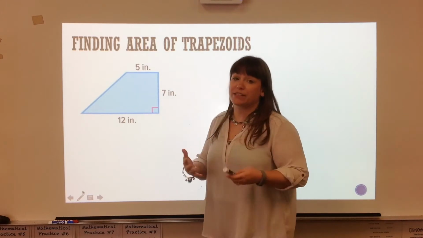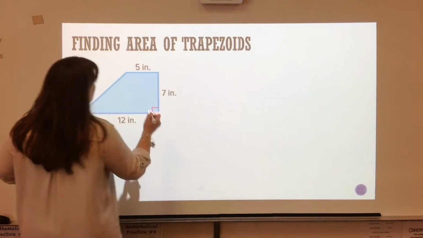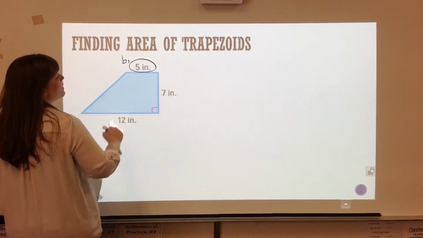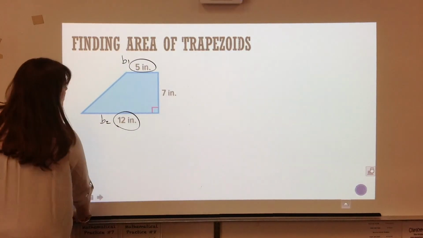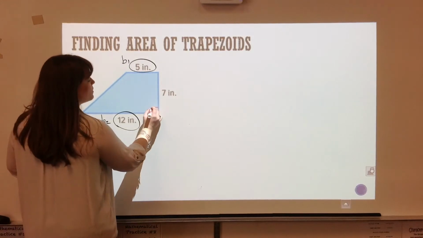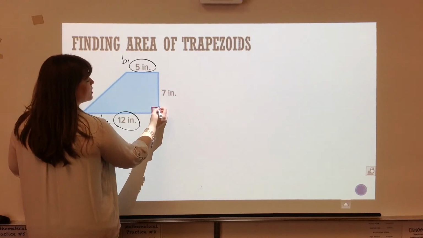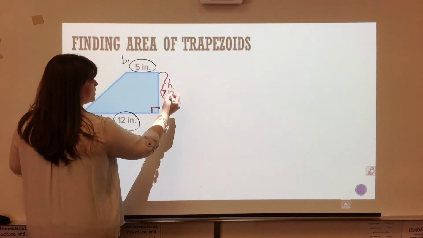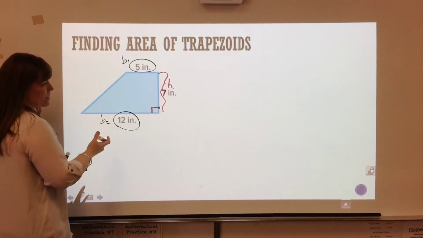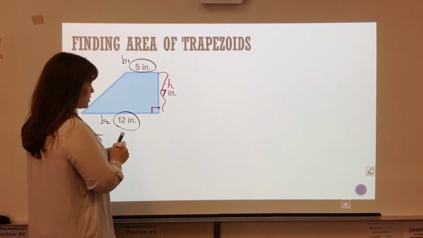First thing we have to do is identify what pieces we see. The top of the trapezoid is B1, the bottom is B2. The perpendicular right angle symbol is here, and it is touching the 7. This is the height. And one of the bases is 12, one of the bases is 5.